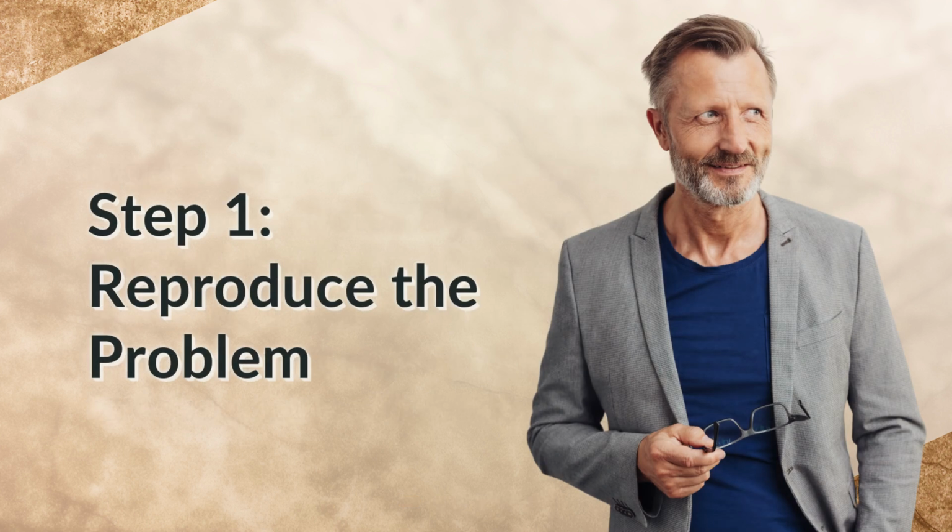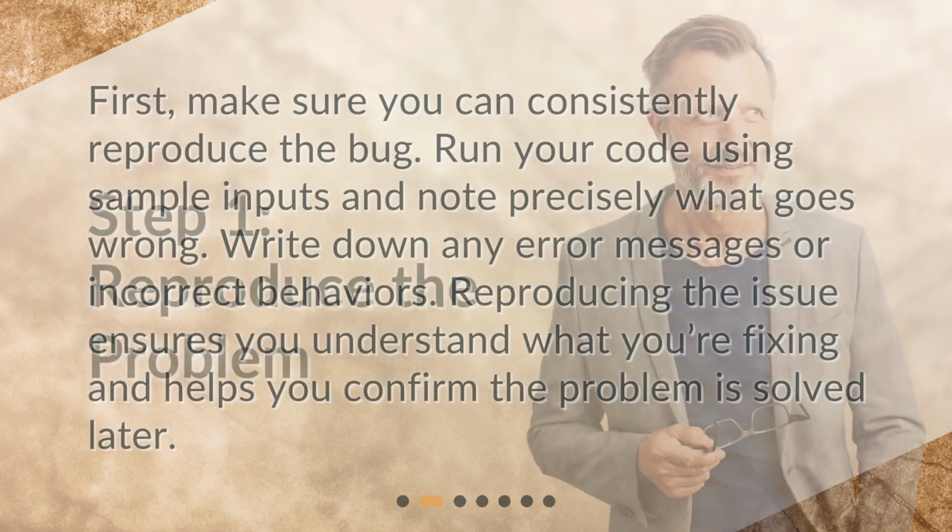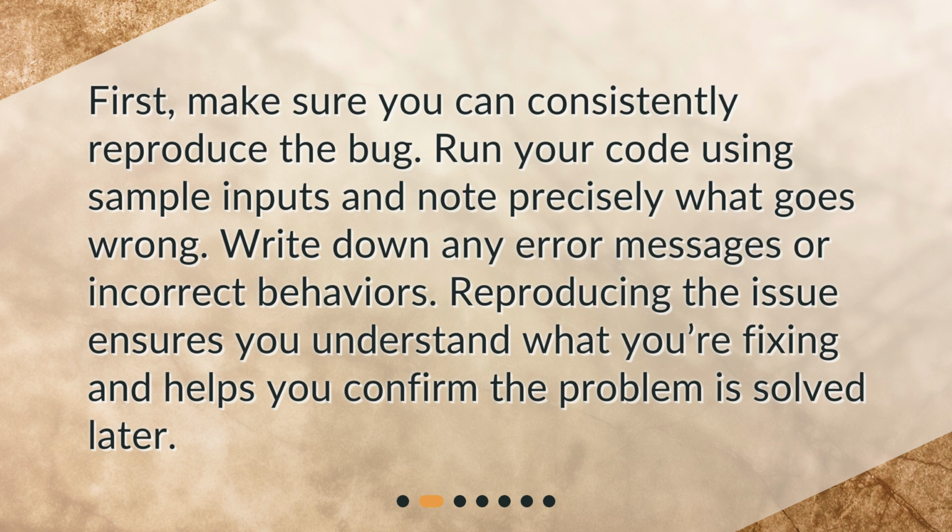Step 1. Reproduce the problem. First, make sure you can consistently reproduce the bug. Run your code using sample inputs and note precisely what goes wrong. Write down any error messages or incorrect behaviors. Reproducing the issue ensures you understand what you're fixing and helps you confirm the problem is solved later.